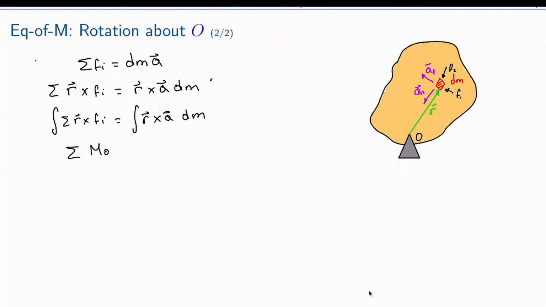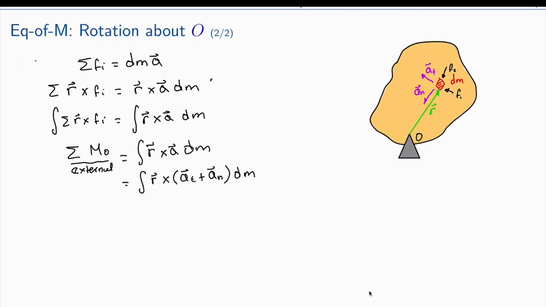And so the survivors are the moments due to the external forces. And that should be equal to the integral of the right hand side, so the integral of the position cross the acceleration dm. But that acceleration can actually be expressed in terms of the tangential and the normal acceleration. So this is r cross the tangential acceleration plus the normal acceleration, multiplied by the differential of mass.